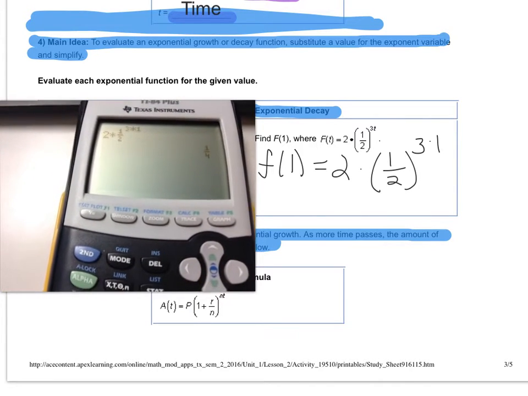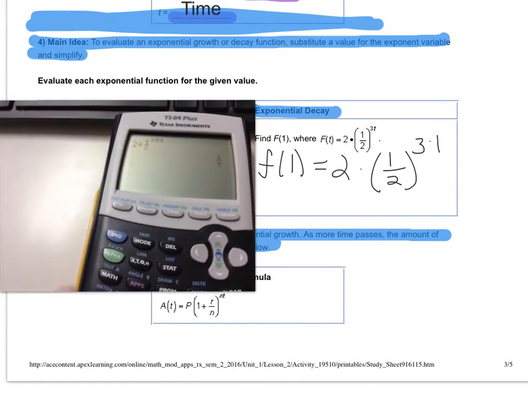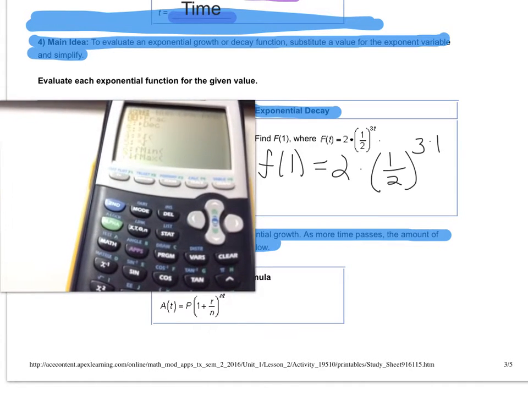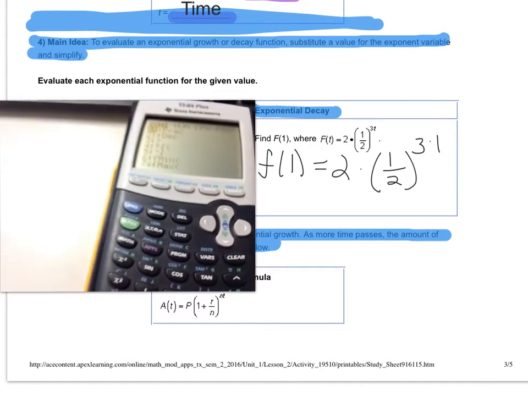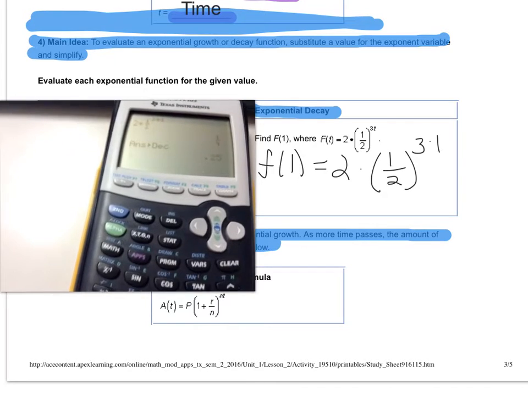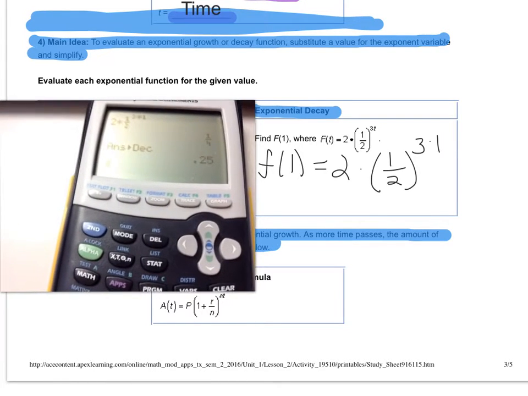Now if you want a decimal answer, that's fine. Just press math, which is right here, and 2 for decimal, and you get 0.25. Either one of those answers would suffice.